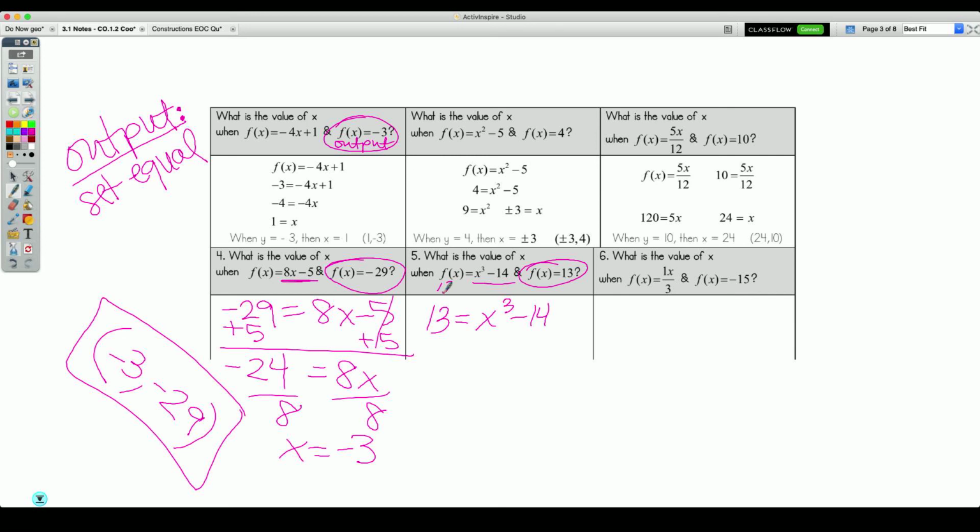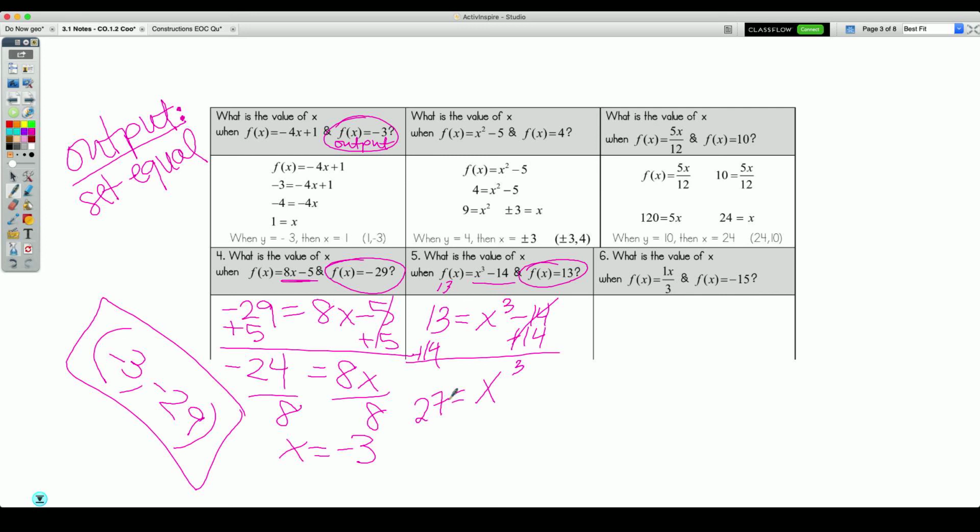If I'm just trying to get x by itself here, what would my first move be? Plus 14. Add 14, very good. You would cross out the 14, and I'm going to bring down my x. What do I say? 27 x, what is that? Cubed. Cubed, very good. So 27 x cubed. Okay, in order to get rid of a cube, just like we get rid of a square, what do we do to get rid of a square?